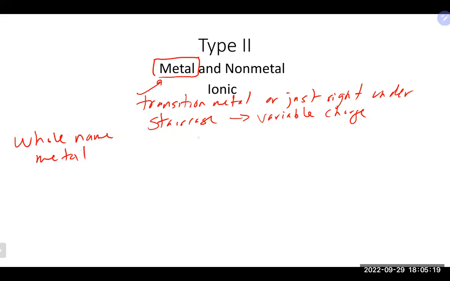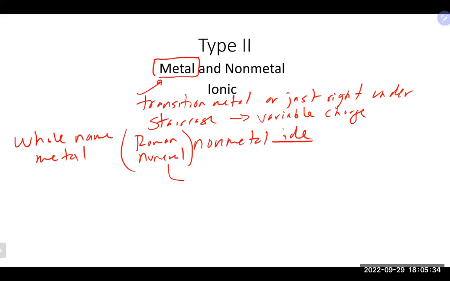We're still going to do the non-metal there that ends in -ide. The additional thing we're going to add to this one is a Roman numeral. The importance of the Roman numeral is that it is the positive charge on the metal. It is not how many you have, which is a very common mistake that people make. It is actually just the positive charge on it.